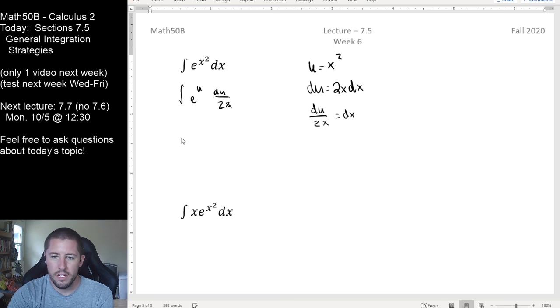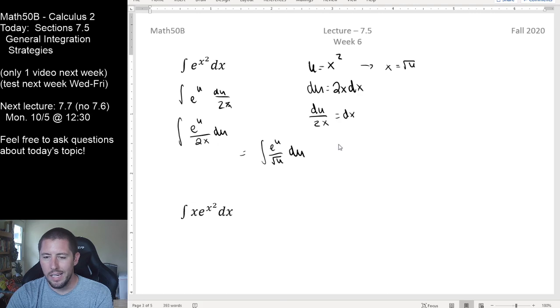du over 2x. So I guess this will be e to the u over 2x du, and x is the square root of u. So have I helped myself here? e to the u over root u du. Can I do parts now? This should be the integral of u to the negative 1/2 e to the u du.